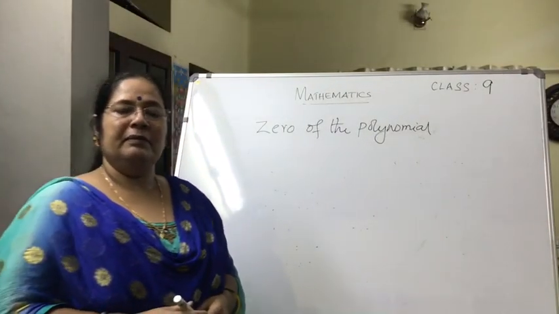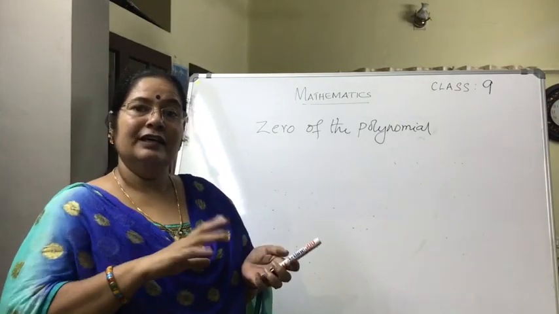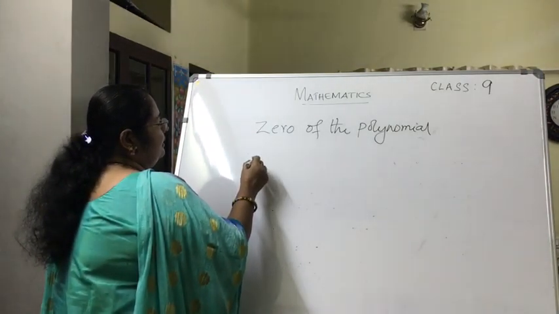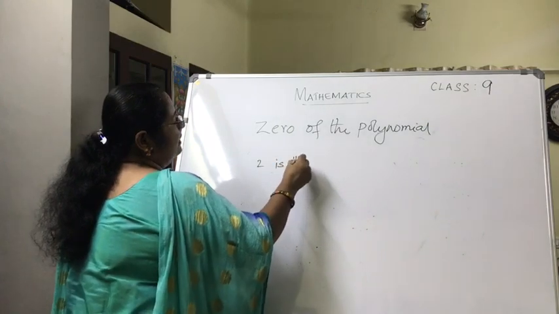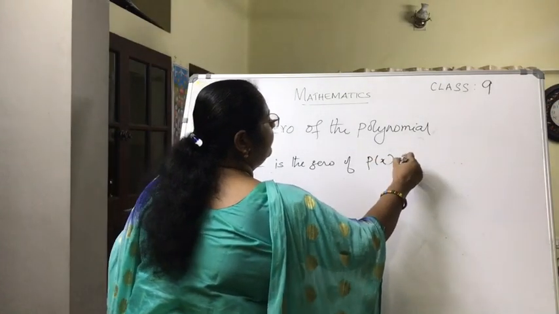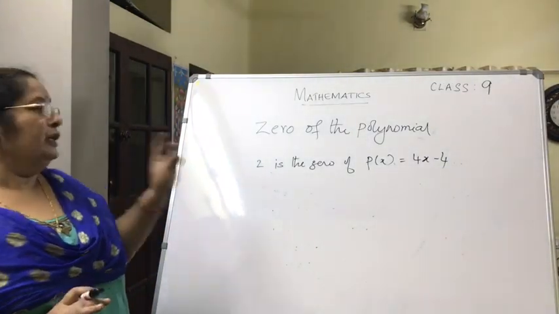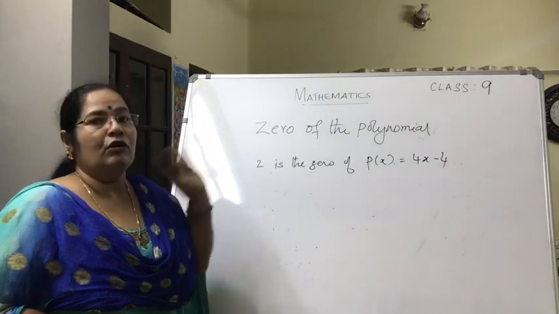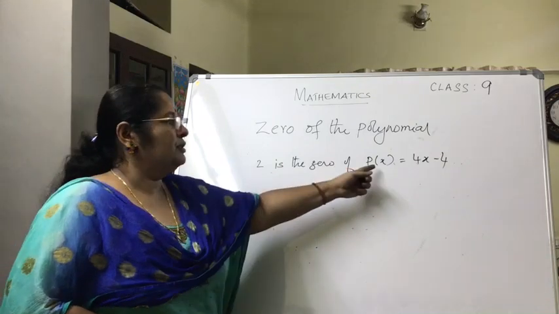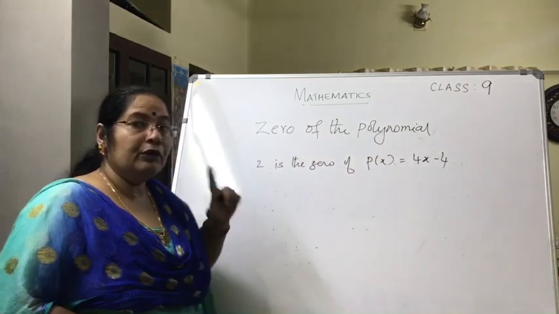Now, another type of question may be asked like this. You are given a value and asked to find out whether that is a 0 of a given polynomial. One question. Suppose you are given, find whether, say, 2 is the 0 of the polynomial p of x equals 4x minus 4. I am having a polynomial 4x minus 4. You are asked to find out whether 2 is the 0 of this. So, what you will do here? We are going to find out, when we substitute x as 2, will the value of the polynomial become 0?